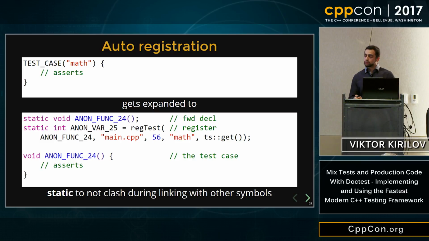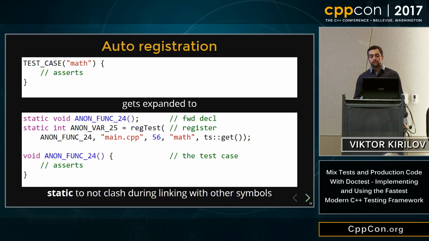That way, we force some code to be executed before we enter the main function of the program, because all globals are initialized. And to the call of rec test, we pass the name of the function and the relevant information like where it was written, what's the name of the test case, and we also call get from TS, which is a way to get the current test suite. I'll talk about that later. And after that follows the definition of the test case.